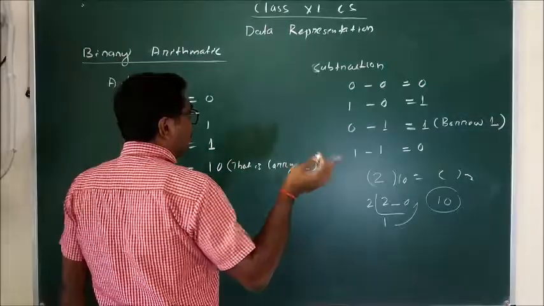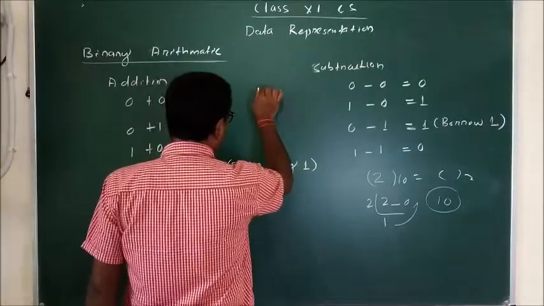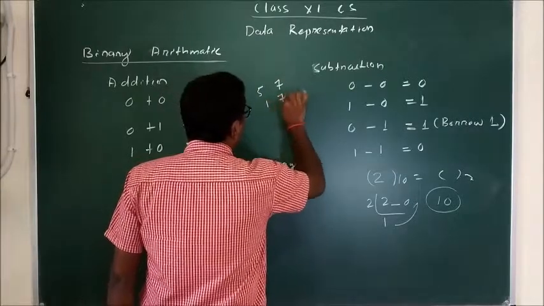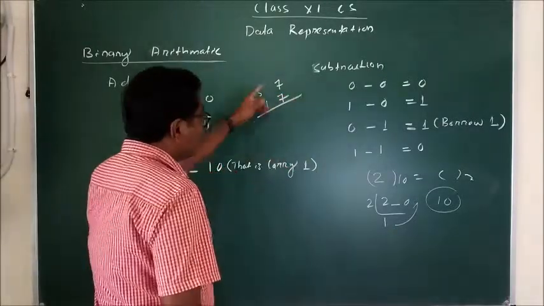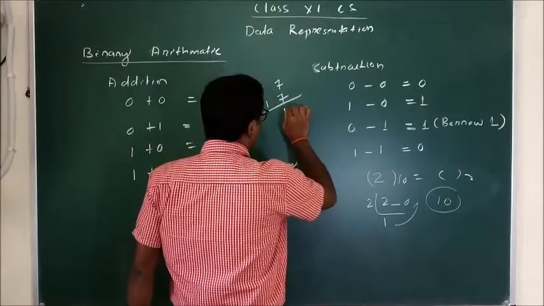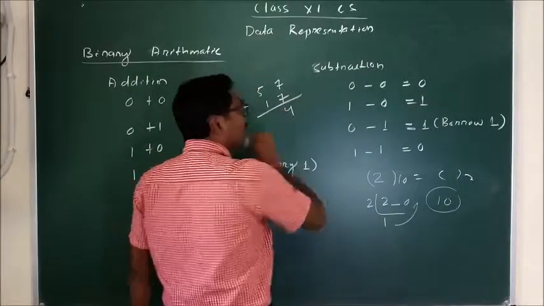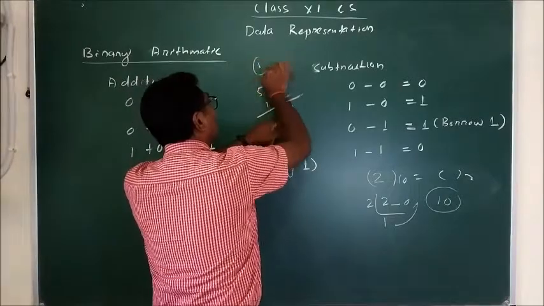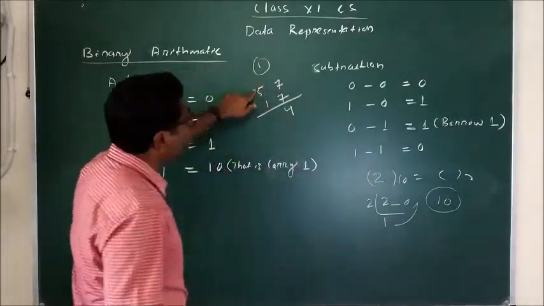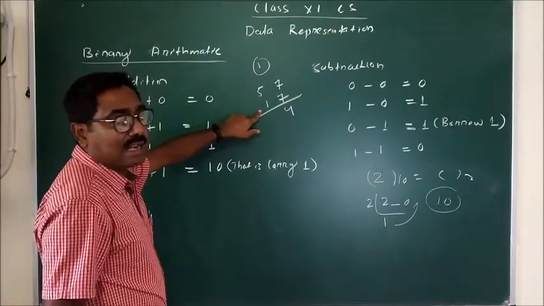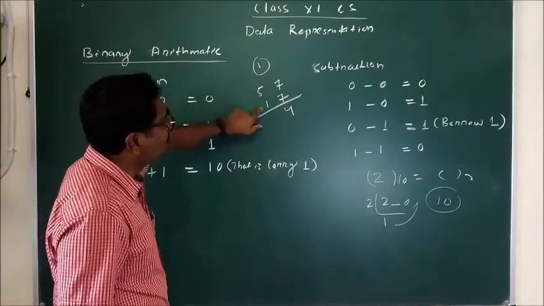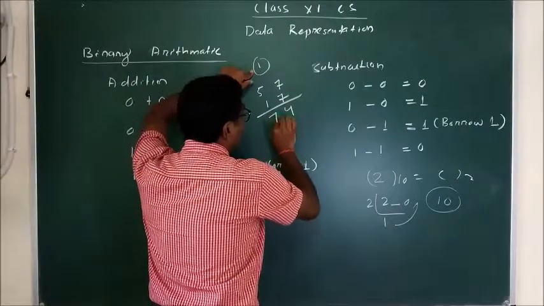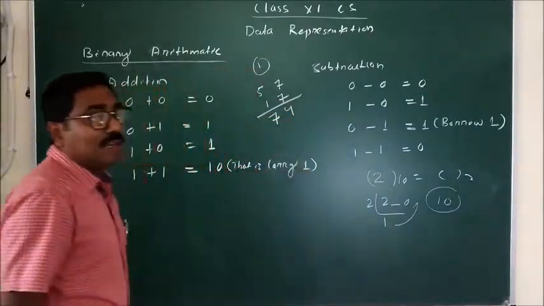Suppose I am adding in a normal addition, 57 plus 70. Then 7 plus 7 is 14. So in place of 14 we are taking 4 only, and we are taking 1 as the carry bit, which will be added with the next digit. That means now the result is 5 plus 1 plus this carry 1, that is 5 plus 1 plus 1, that is 7. The result is now 74.